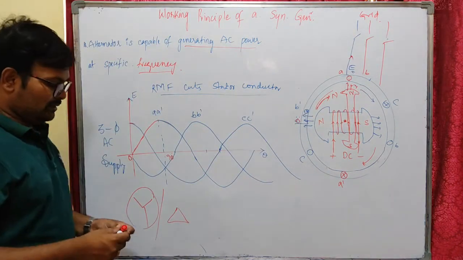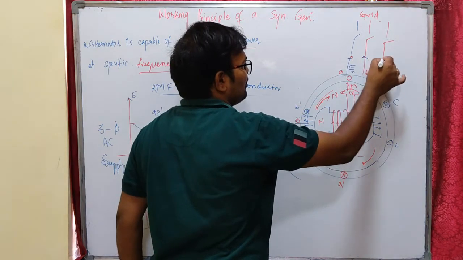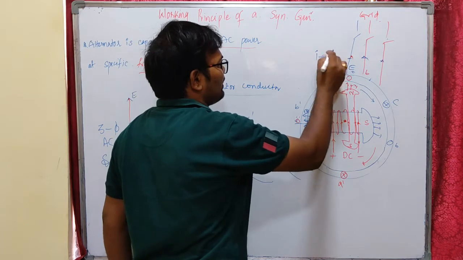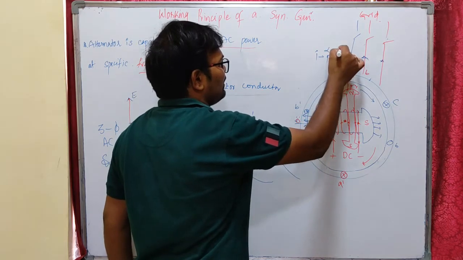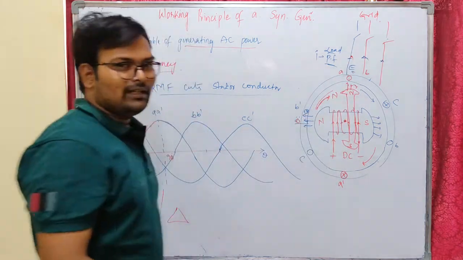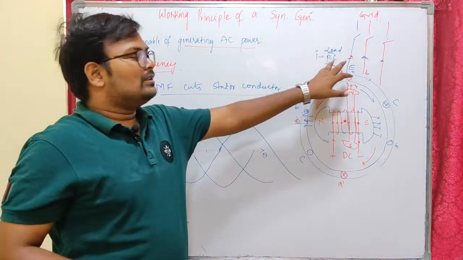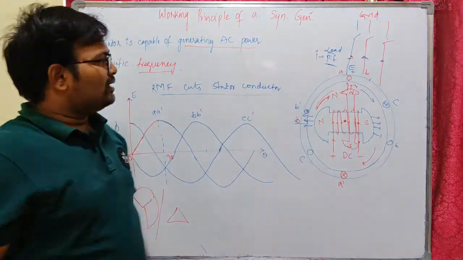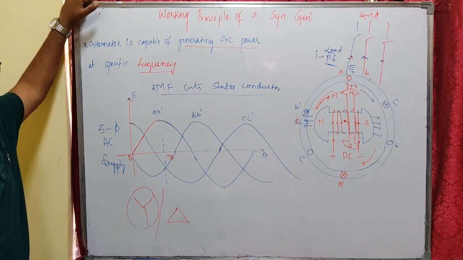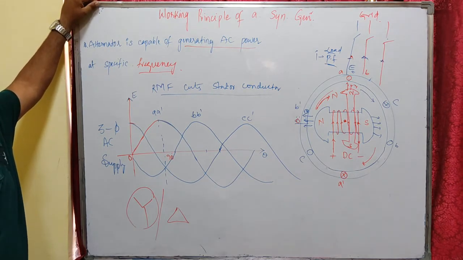Once a load is connected to our generator, there will be a current flow. This current will depend on the load power factor. Sorry, the power factor will depend on the load of the machine. If it is inductive, the power factor will be low. If the load is capacitive, the power factor will be high. That we will be discussing in armature reaction. I hope you understand the working principle of our synchronous generator. This is how we generate 3-phase supply in our alternators.